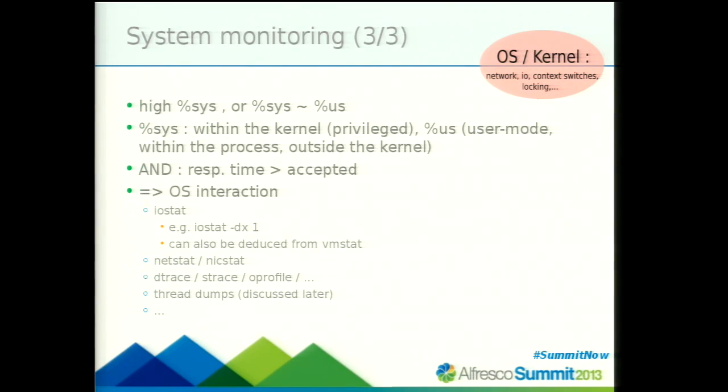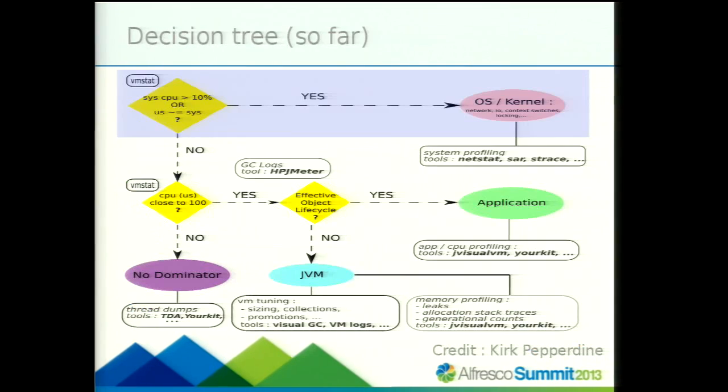If you want to go deeper, but that's a heavier overhead, you can use dtrace or strace or oprofile, and it will tell you in a very detailed manner exactly what is using the kernel, down to the actual method of C or C++ code that is going on, and you can kind of deduce what's going on. So this is the OS part that we just covered.